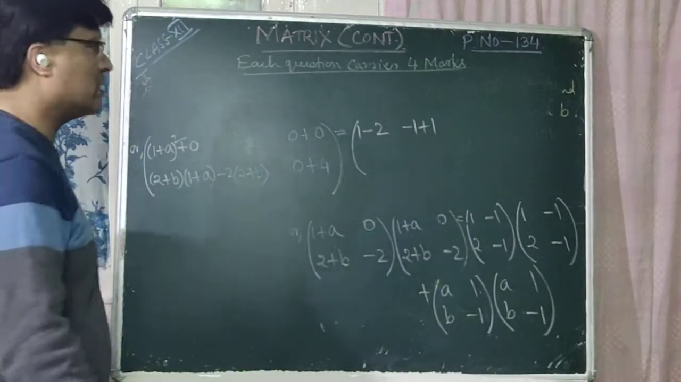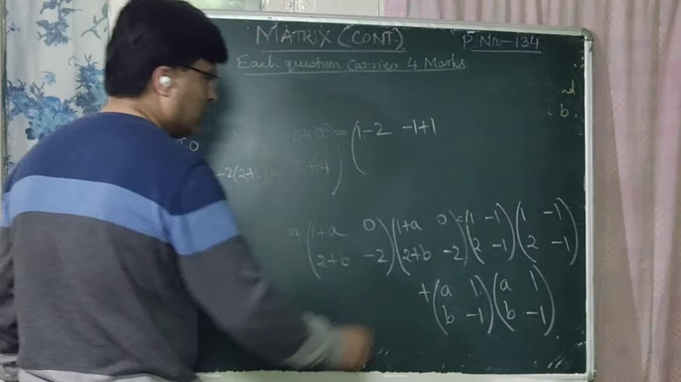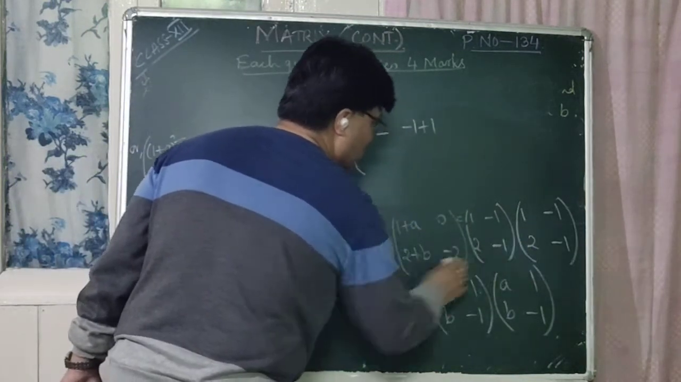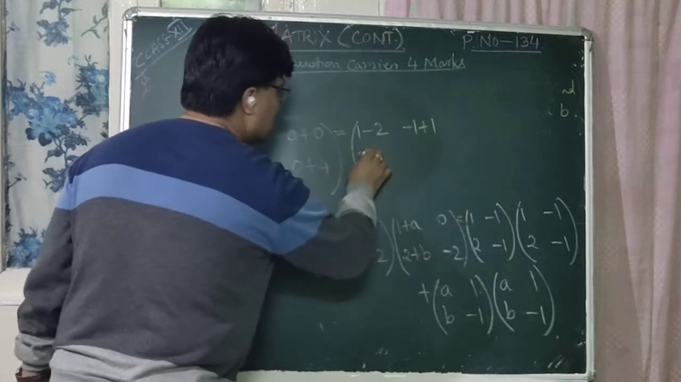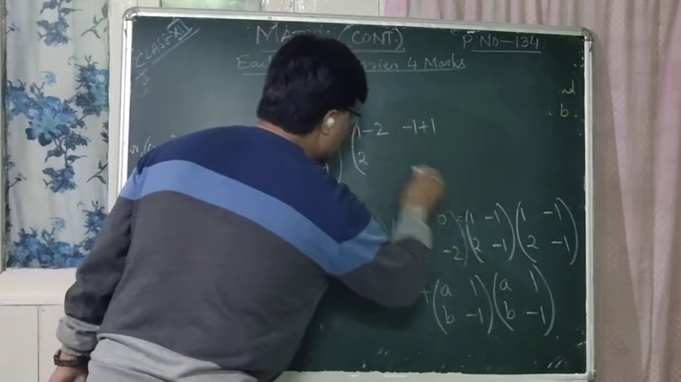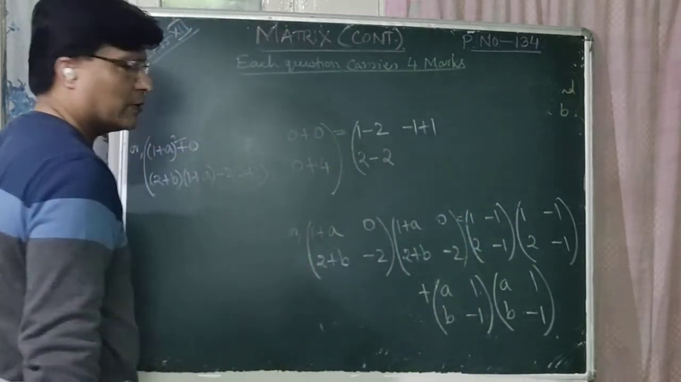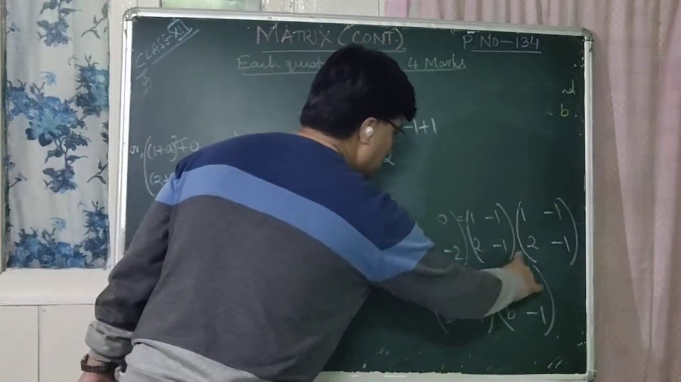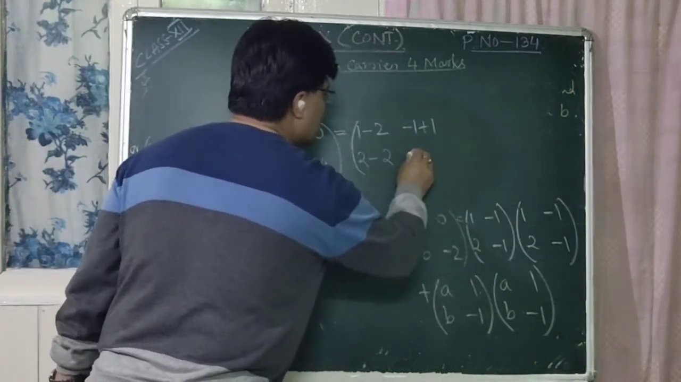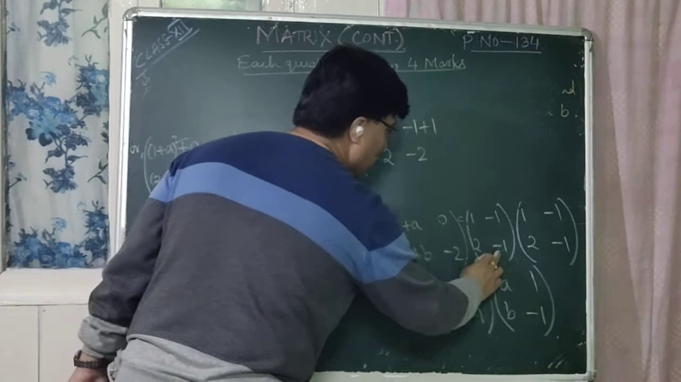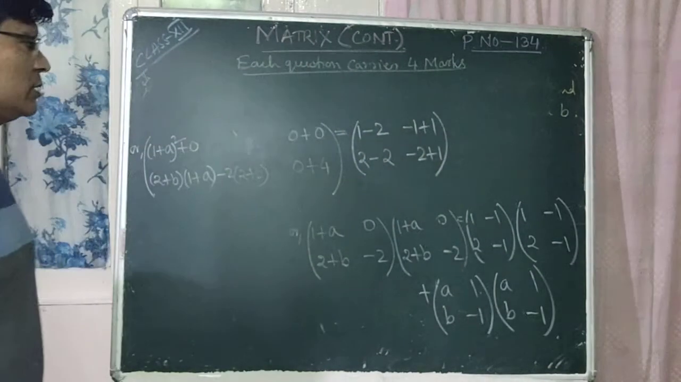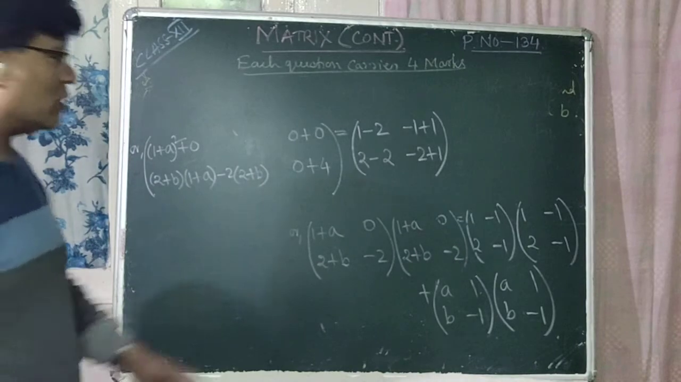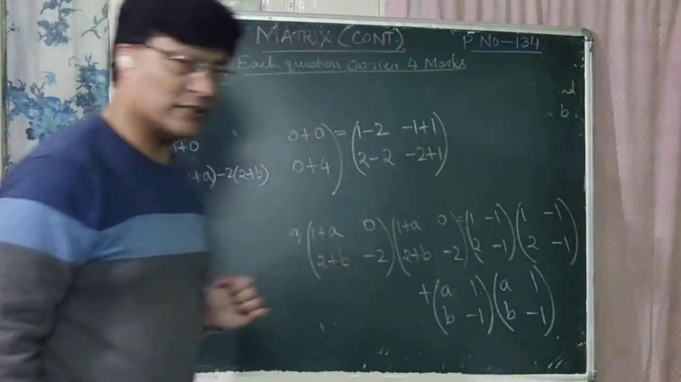Clear? So next one is, again, second row by first column: 2 ones are 2. This is minus 2. Right? Next, second row by second column: 2 into minus 1, minus 2, minus 2, so minus plus 1. So this is your product of these two matrices.